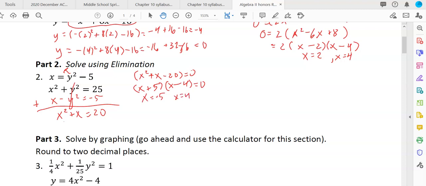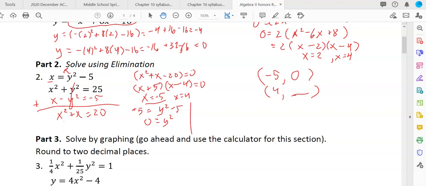We're going to plug that in over here. Figure out what our y is. In other words, I know I have one that is negative 5 comma something. One is 4 comma something. So figure out what those somethings are. So if I get negative 5 there, I get negative 5 equals y squared minus 5. So I add 5 to both sides, I get 0 equals y squared. So square root, you get plus or minus 0, which is 0. And that does work in both equations.